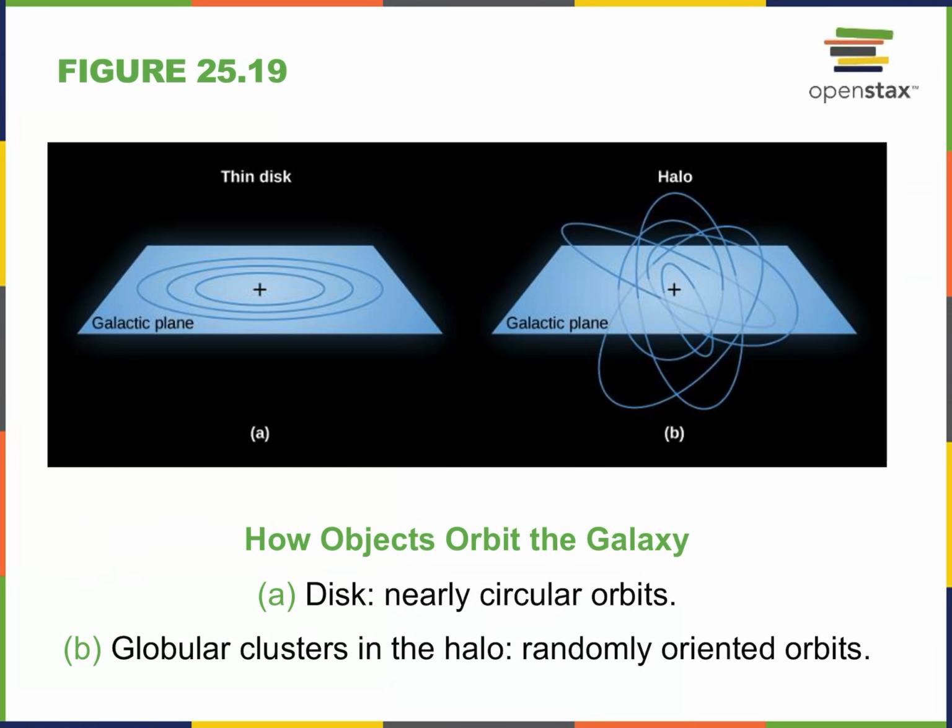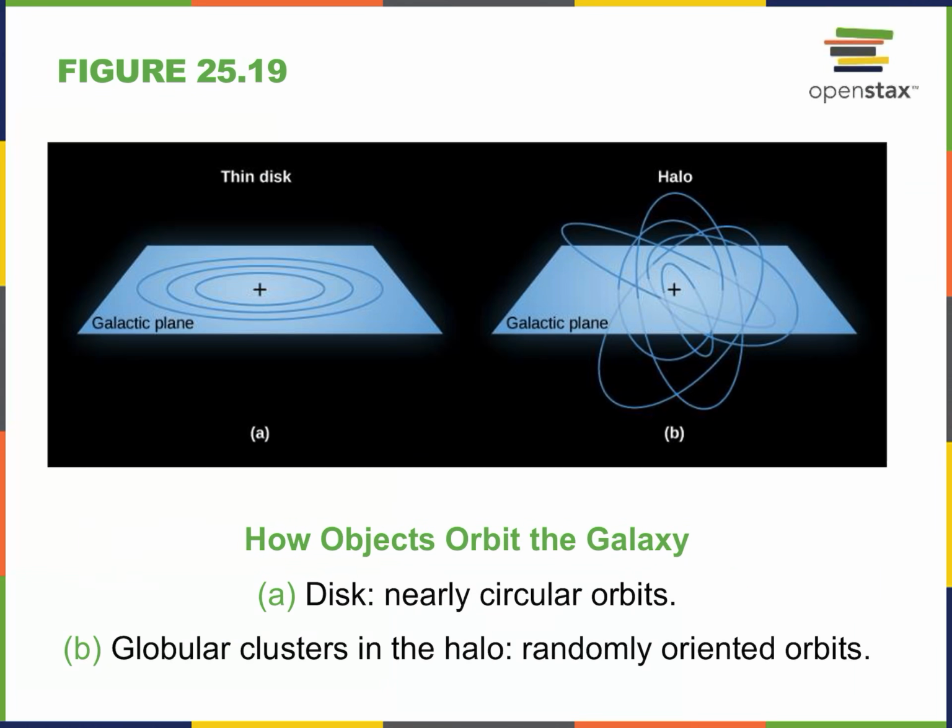Stars in the disk all orbit the center of the galaxy in the same direction. The globular clusters in the halo also orbit the galactic center, but in random directions. So you could have one globular cluster moving in one direction, let's say clockwise, and another one right next to it moving in the opposite direction, counterclockwise. Globular clusters will pass through the disk as they orbit.